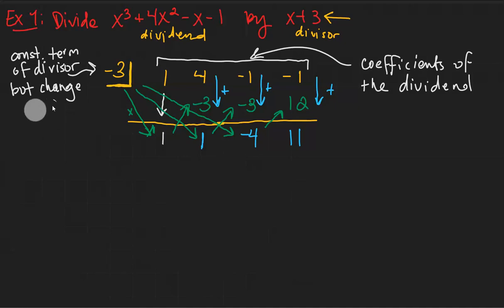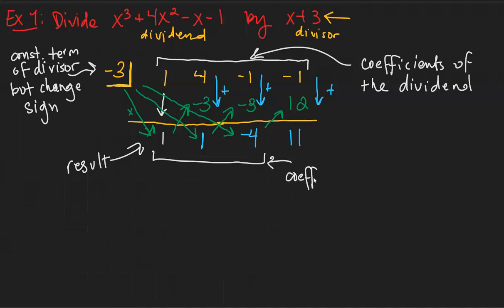Let me rewrite that. But change sign. Okay. And now let's identify the results. Everything that is below the horizontal bar is your result. And what exactly is the result? These are the coefficients of the quotient, so the answer, right? Because the quotient is the result of a division problem. That's the answer. And then what is this 11? This 11 is the remainder.